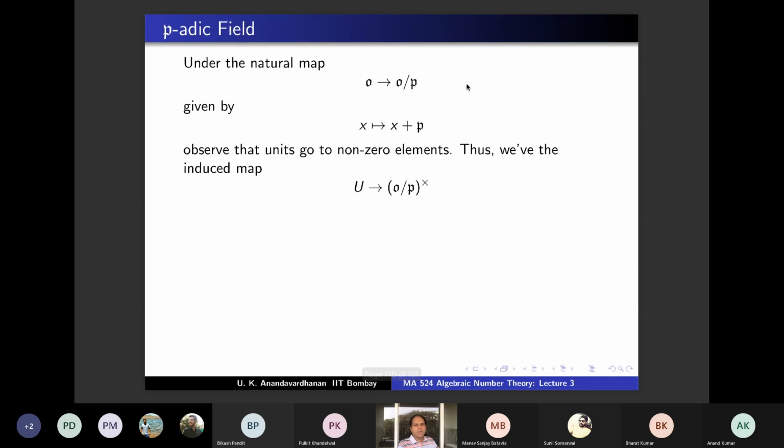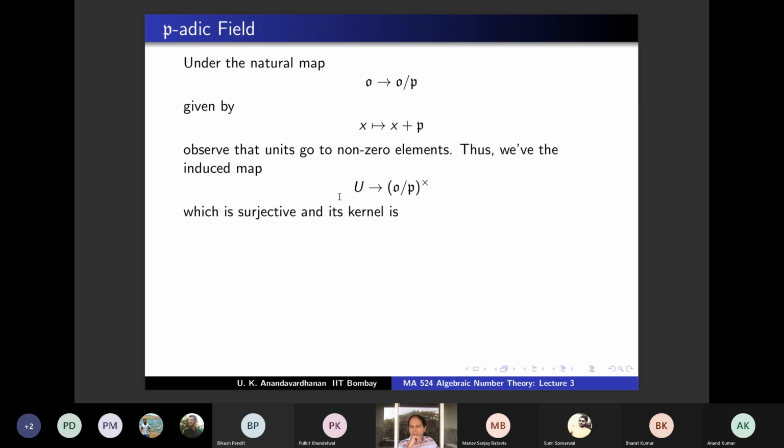And it's also surjective. So you get a map from units to the non-zero elements of O by P, the multiplicative group of this field. And this is surjective, that's clear. Because if you take any y plus p here, y is in O and y is not in P, therefore y mod P is non-zero, so y is a unit. So that is surjective.